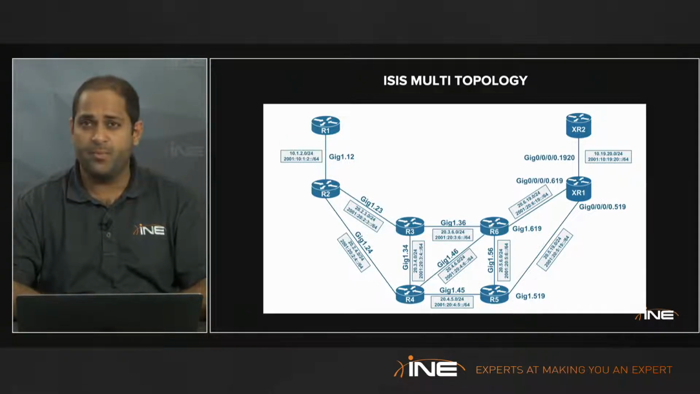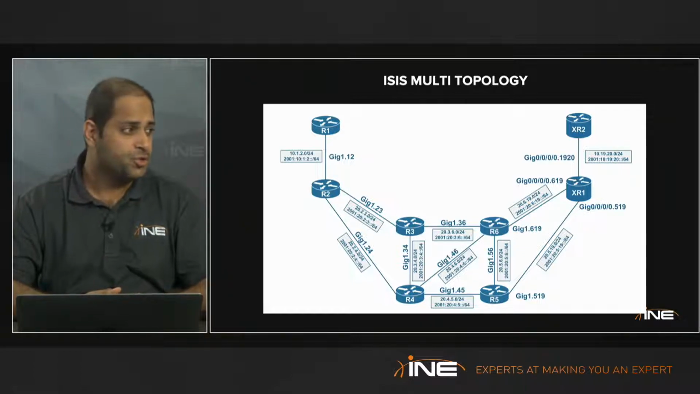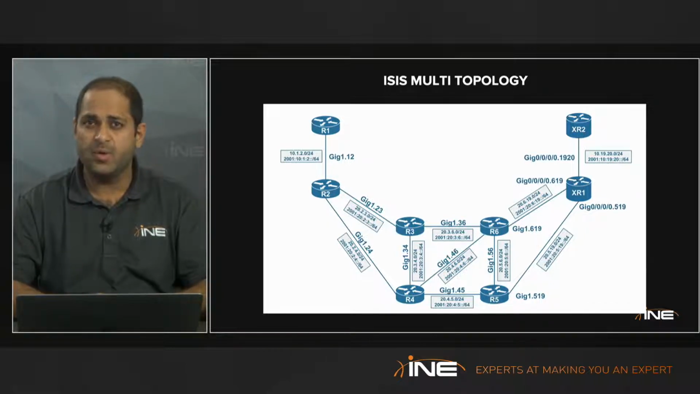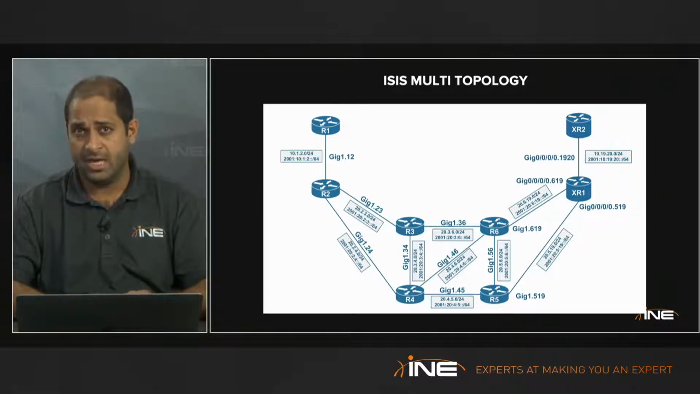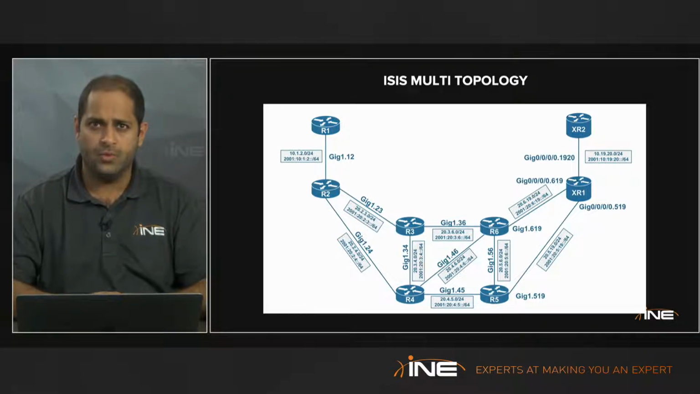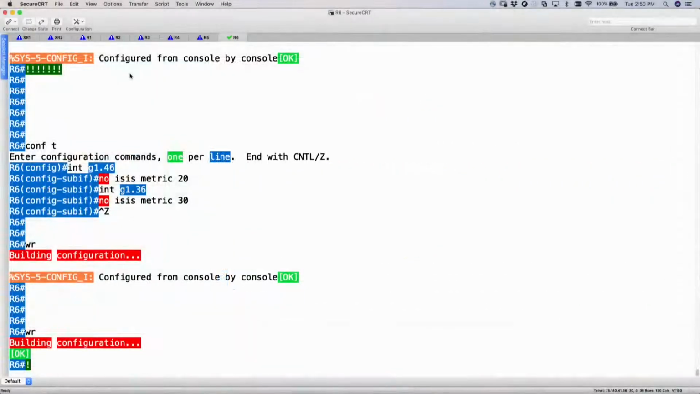Which means if I do a ping from router 1 to XR2 for IPv4, it should go from router 1 to 2 to 3 to 6 to XR1 to XR2. If I do a ping for IPv6, it should go from 1 to 2 to 4 to 5 to XR1 to XR2. So let's quickly configure this on our routers. I'll start off with my iOS XE routers.